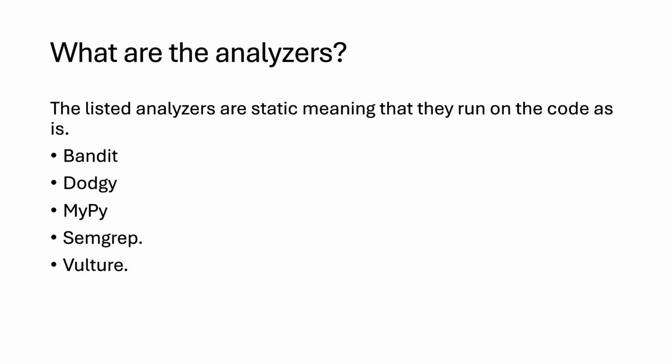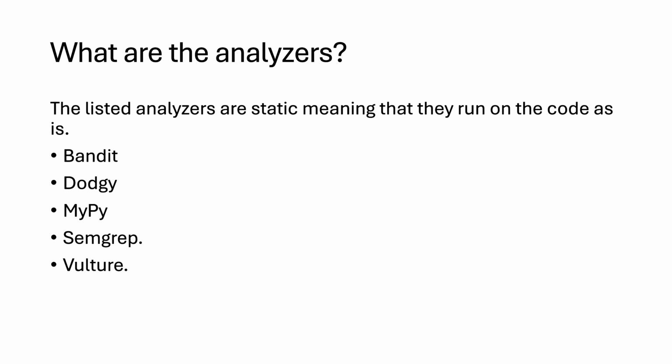What are we working with? The analyzers are static, meaning they run on the code as is. Bandit scans for common security vulnerabilities such as injection risks, unsafe calls, and improper input handling. Dodgy identifies insecure code patterns and bad practices like hard-coded passwords or unsafe file operations.